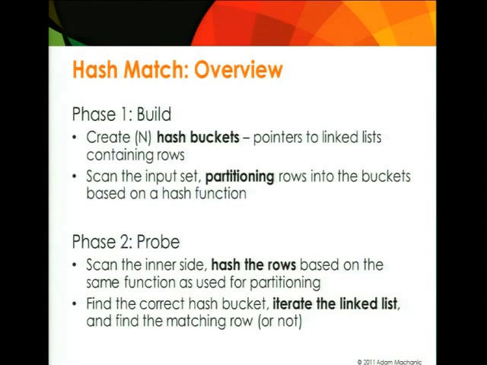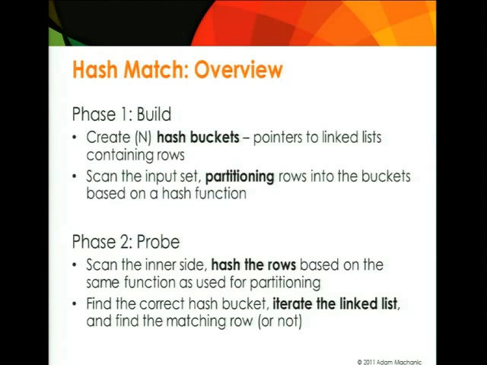The way this works is pretty simple. The input side is scanned. The buckets are created. Rows are hashed. They're put into the linked lists in the various buckets. And eventually, after some time, we have our hash table. Now it's time to do the match operation, and this is where the inner set gets scanned. The rows on the inner set are hashed using the same function as was used to hash the rows on the outer side. They find the bucket, iterate over that linked list, find the matching row or not, and continue on with life. That's how HashMatch works.